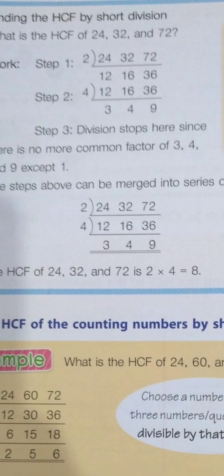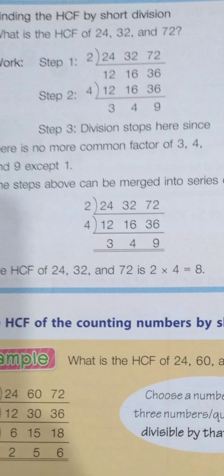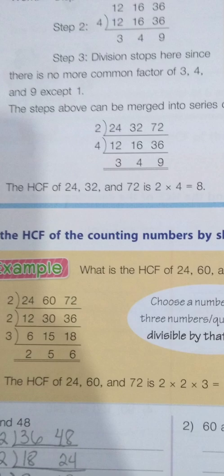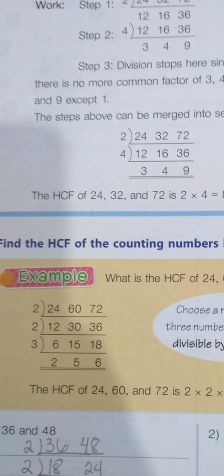Step 3. Division stops here, since there is no more common factor of 3, 4, and 9 except 1. So we have to stop from there because there is no more common factor of 3, 4, and 9 except 1.